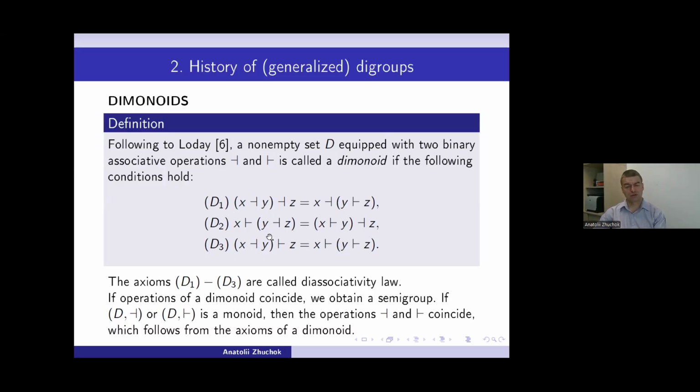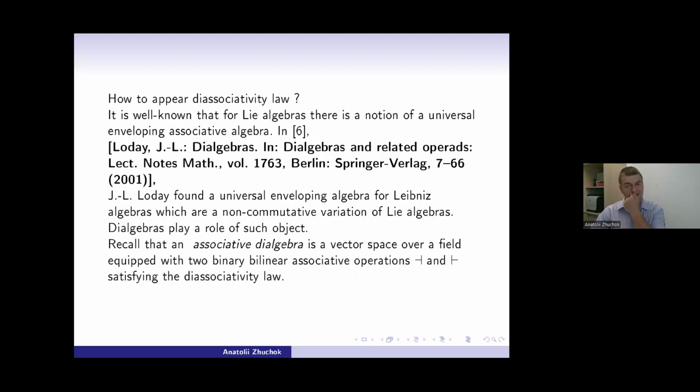And if the operations coincide, then we have a semigroup; we have only the associative law. And if the semigroup D with the first operation or the second operation is a monoid, so we have an identity, then the operations coincide. This case is not interesting because we just have semigroups. And how do these three axioms, D1, D2, D3, appear? What is the problem?